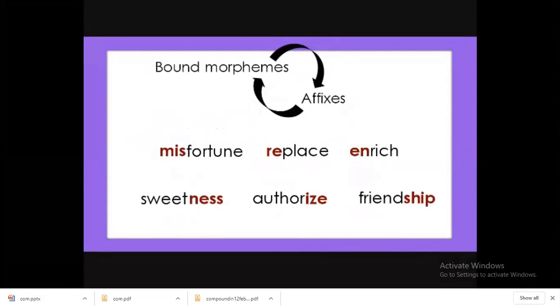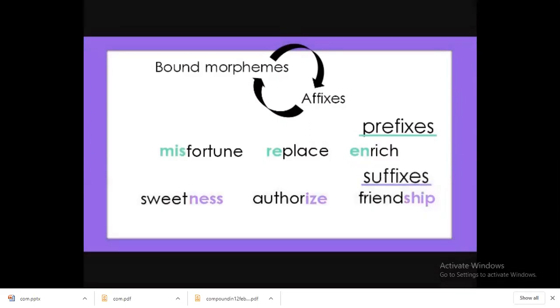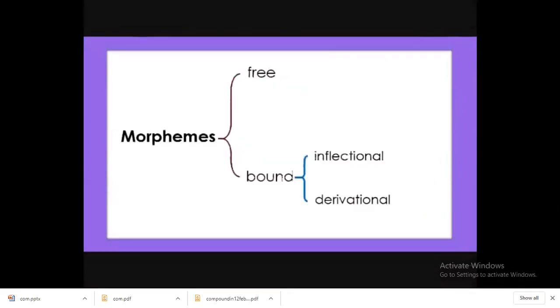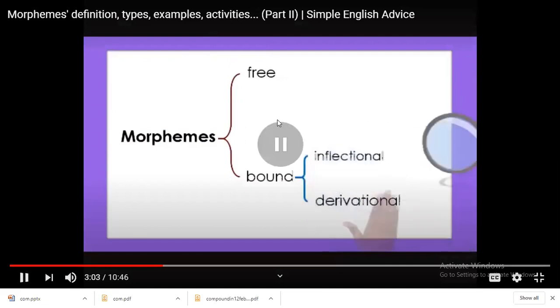In English, there are two types of affixes: the ones that go at the beginning, that are called prefixes, pre because they go at the beginning, and the ones that go at the end, that are called suffixes. So in the last video, we got until derivational morphemes, the ones that can change either the meaning or the word class or both.